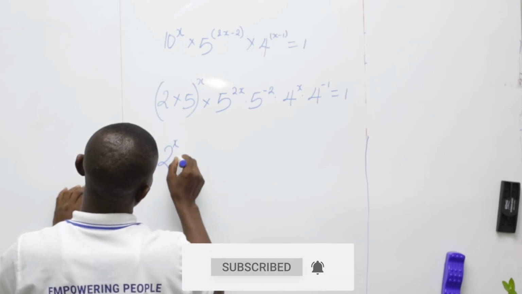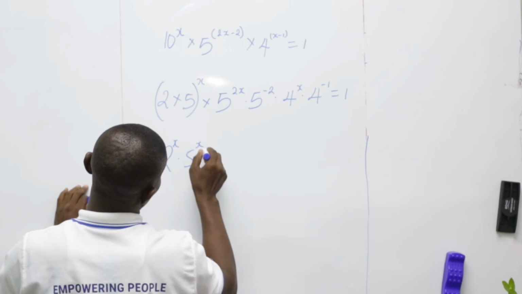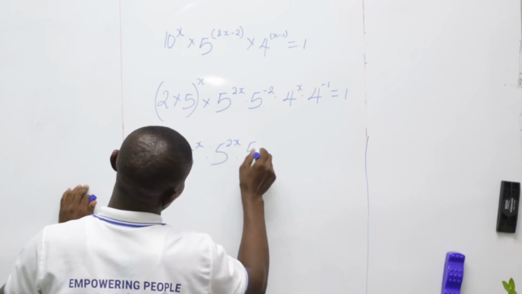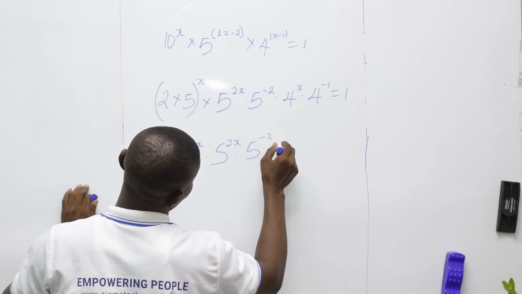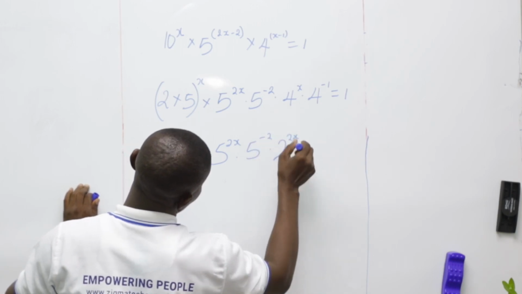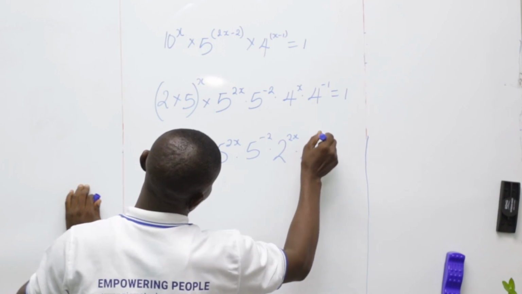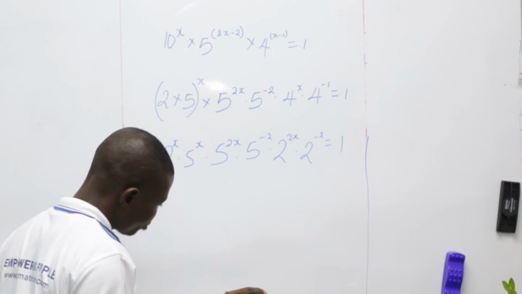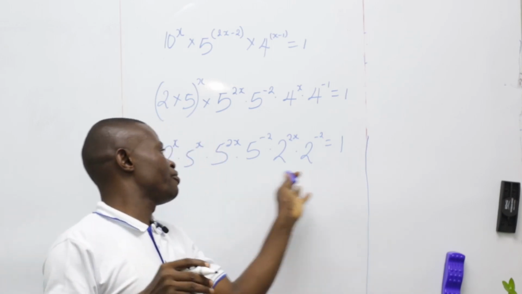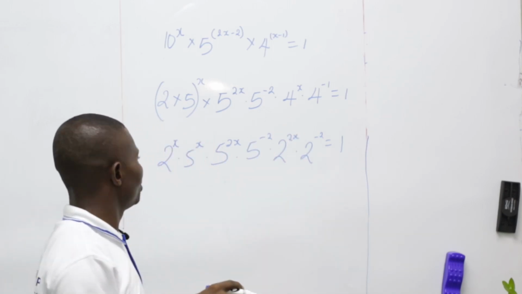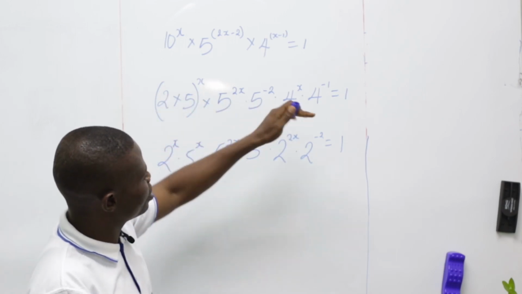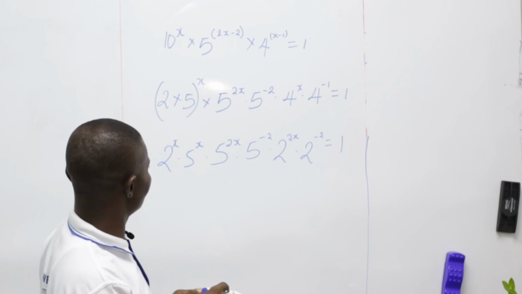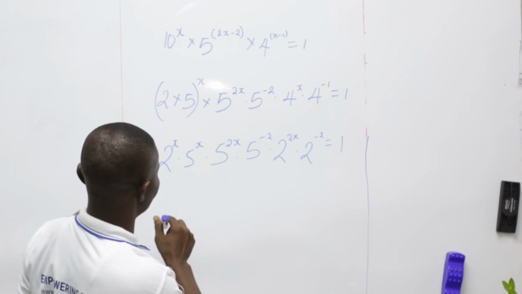What we have next here is, what do we have? 2 to the power x, 5 to the power x, 5 to the power 2x, 5 to the power minus 2, 2 to the power 2x, 2 raised to the power minus 2 equals 1. You watch very well. There must be a uniformity here. So what do we do?